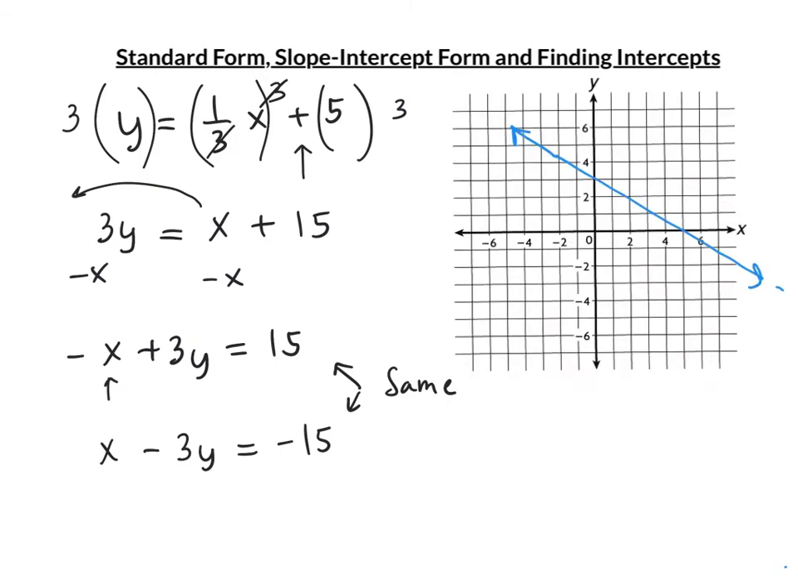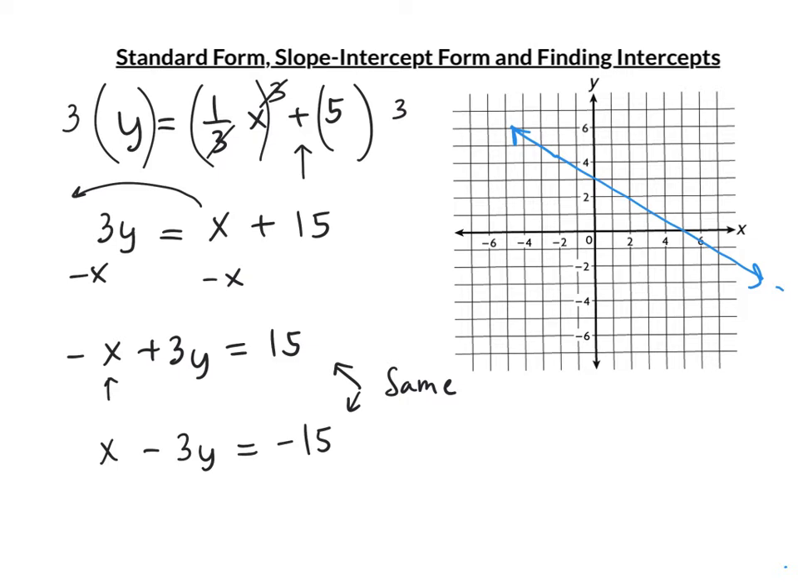The reason standard form is useful is it's a very easy form to find the intercepts in. Now, the intercepts refer to where the line crosses when you graph it: the x-axis, that's the x-intercept, and the y-axis, that's the y-intercept. Before we use this standard form to find the intercepts, I need you to observe something.